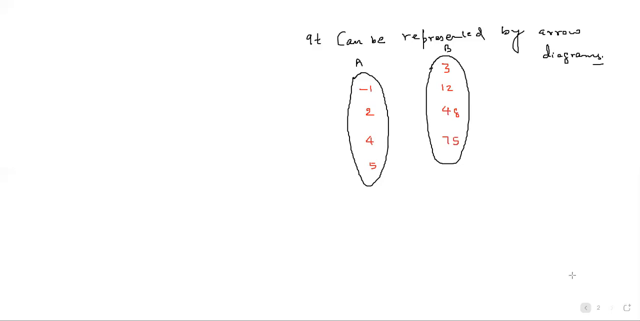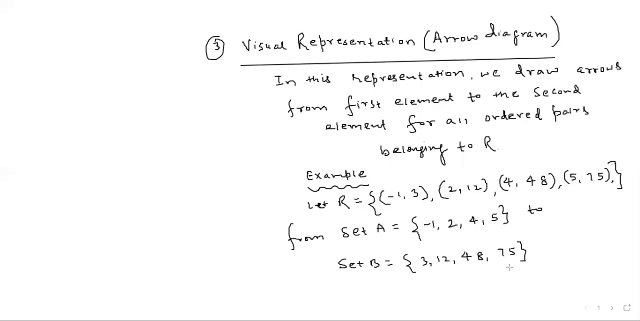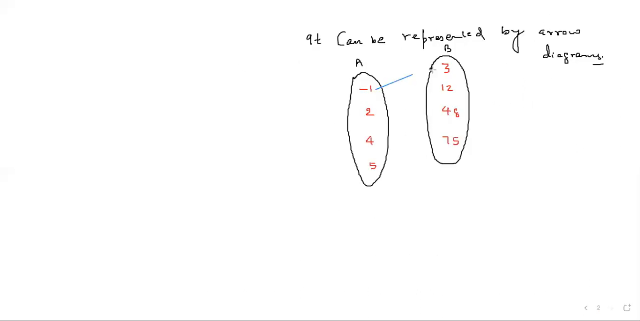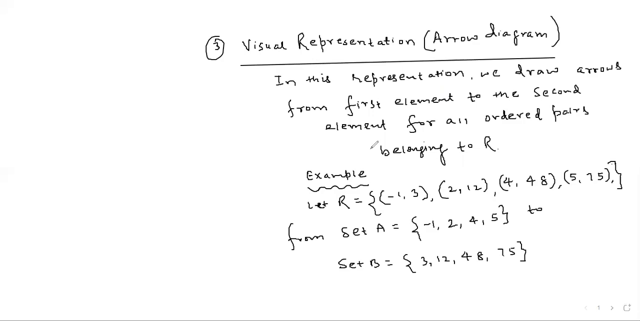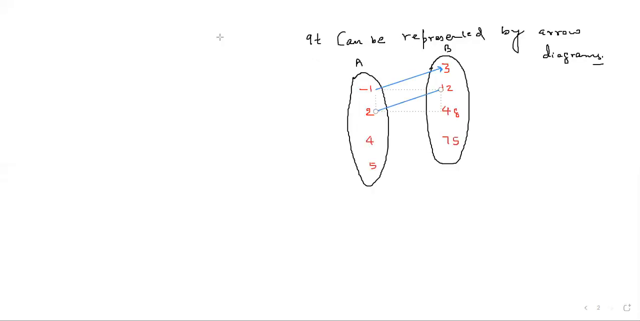Let us define the relation. With -1 to 3, the -1 is connected with 3. Clear? Next one is 2 to 12. So this 2 is connected with 12. Shruti, this is clear, na?